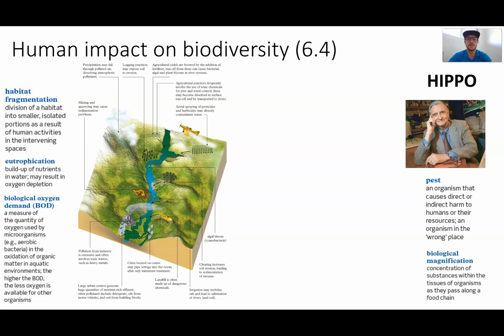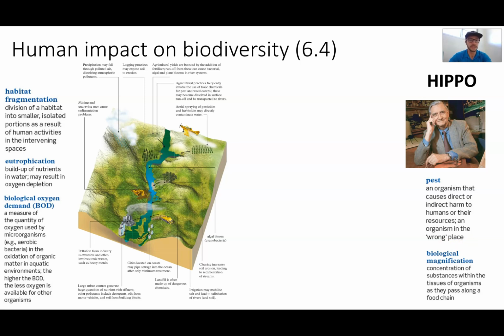The I stands for invasive species. So this just means when we bring a species from somewhere else into a new area. And this often creates what we call pests. And that's an organism that causes direct or indirect harm to humans or their resources. It's an organism in the wrong place because environments take time to adapt to new changes, but often these new species can have very rapid impacts on the ecosystem.